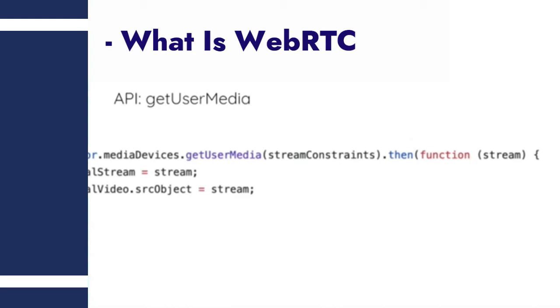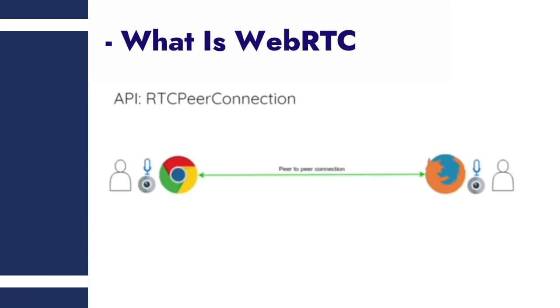The second API is RTCPeerConnection. Once we have users, we create an RTCPeerConnection object in order to be able to send them. Connection is made peer-to-peer using the SRTP protocol. And what this means is that media goes straight to the other browser without any storage in the middle. And also is encrypted in transit. This enables security by default.